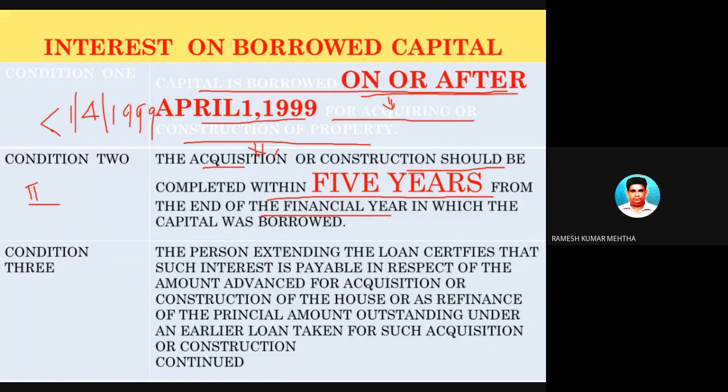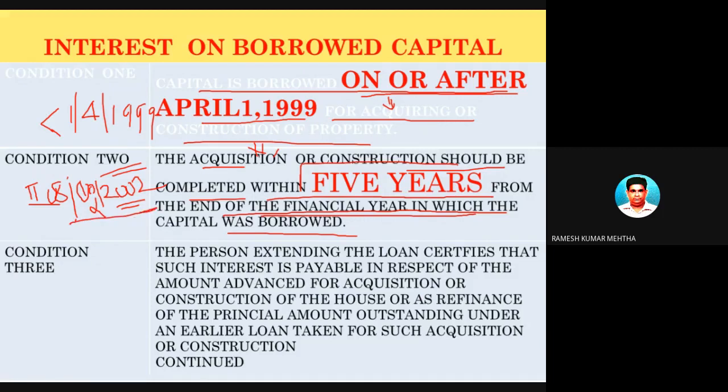Number two condition is that the acquisition or construction of the house property should be completed within 5 years from the end of the financial year in which the capital was borrowed. For example, the loan was taken on 8th February 2002. What this condition speaks about is that the construction or purchase of the house should be completed within 5 years from the end of the financial year in which the loan was borrowed.